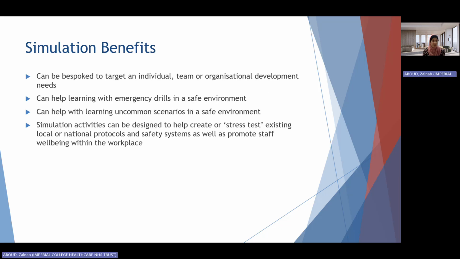Looking at benefits from simulation, there's an evidence base for it from different studies. It can be bespoke to target individual, team, or organizational development needs. It can help learning with emergency drills in a safe environment. It can also help with learning about uncommon scenarios in a safe environment and share the common learning outcome. Also, simulation activities can be designed to create a stress test that tests the local guidelines or the emergency preparation of different organizations.